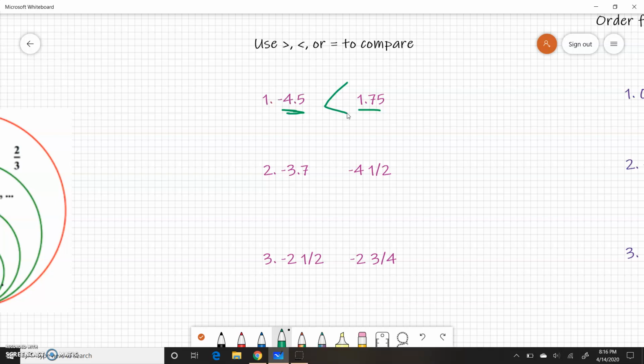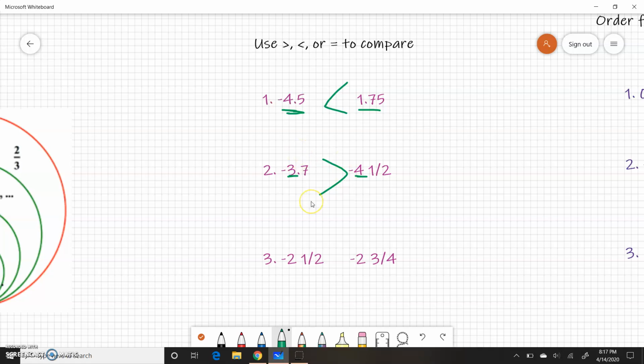Okay, example 2. This is another fairly simple example. The first thing I look at is their symbols. Well, they're both negative, okay? So the next step is to look at the whole number. So in this one, the whole number is -3, and in this one, the whole number is -4. Well, that makes it pretty easy because -3 would be bigger. So like yesterday, the warmer temperature is the greater number. So -3 would be warmer than -4.